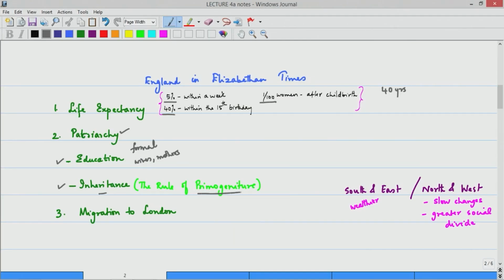So, the other thing was that of inheritance. The rule of primogeniture was quite prevalent in Britain during this time, which meant that all the property and any kind of estate, wealth, any kind of position, all of that was inherited by the oldest male of the family. The female had no power of inheritance. We find the same rule getting applied even within the court.